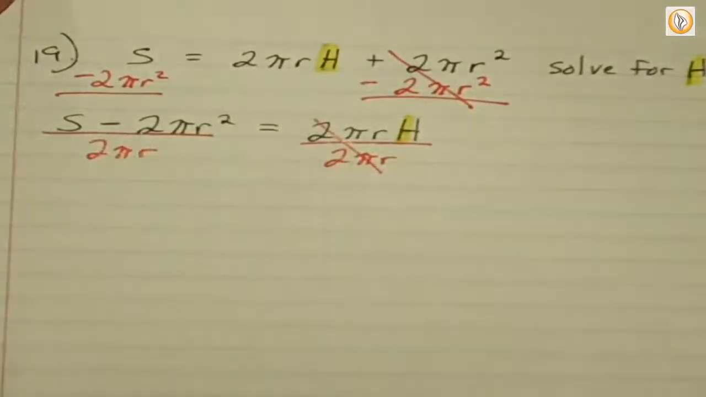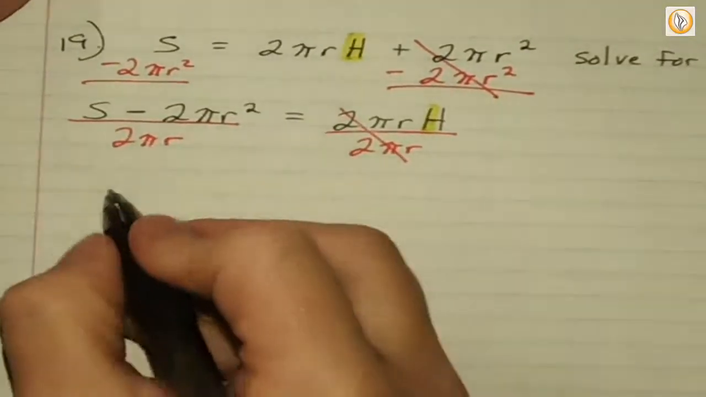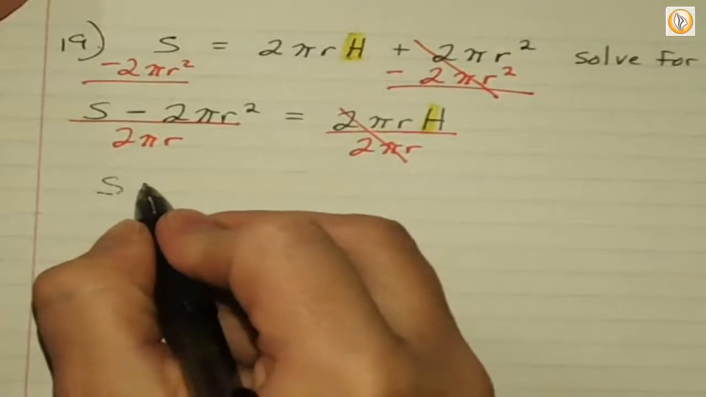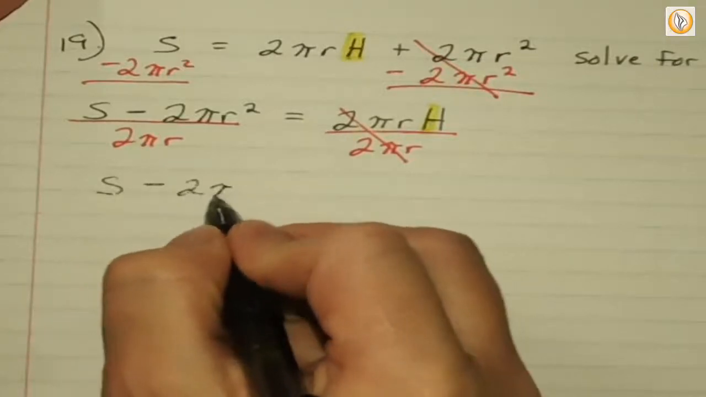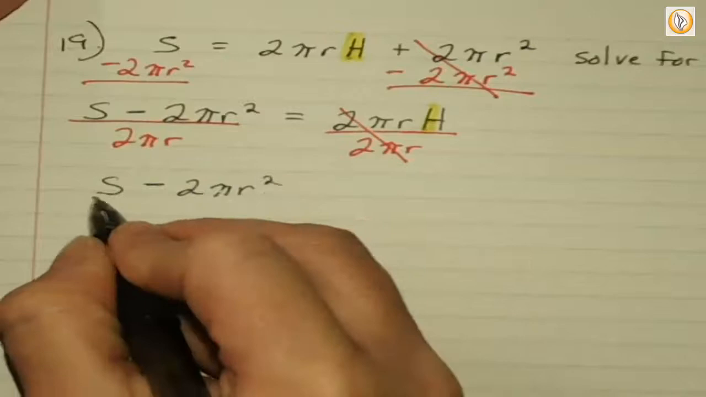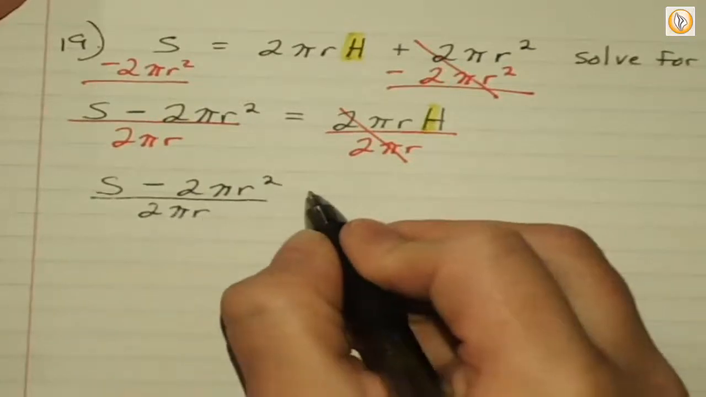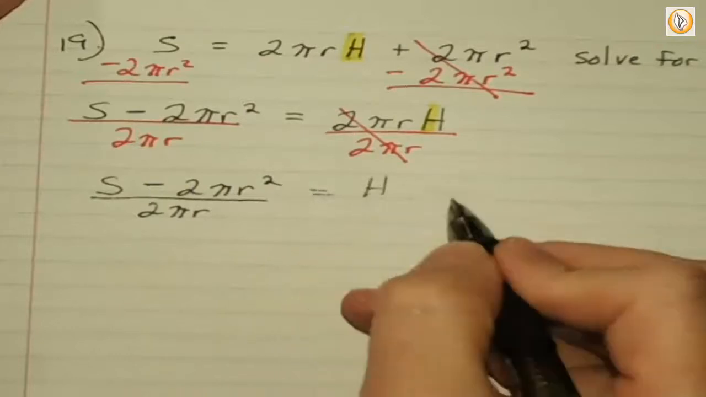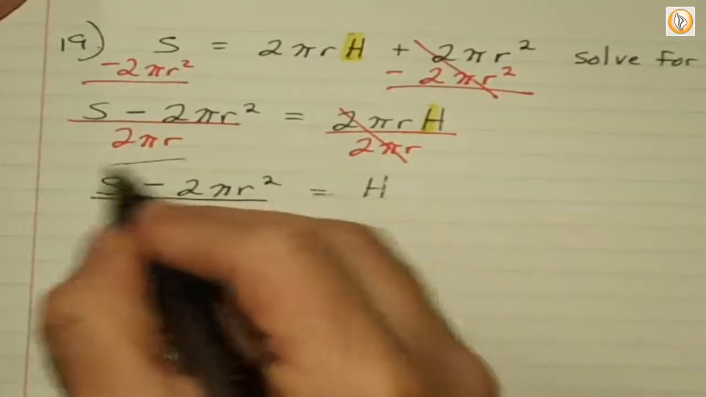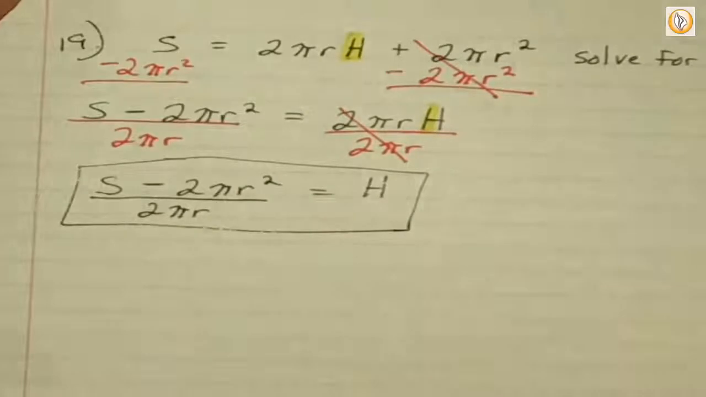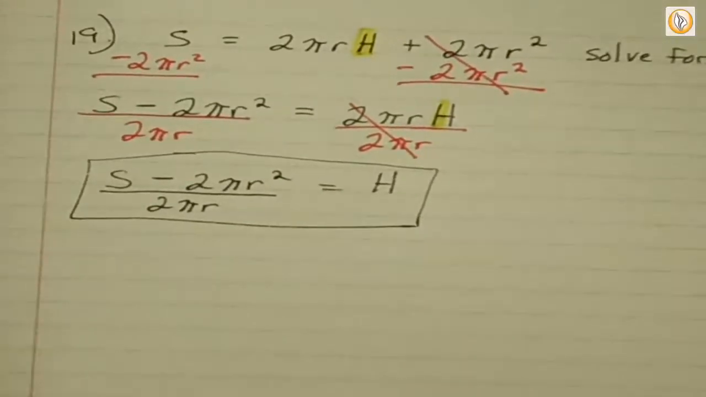So then that cancels, and we're left with S minus 2 pi r squared divided by 2 pi r equals H. And we are going to stop there, because that's where I want my students to get to.